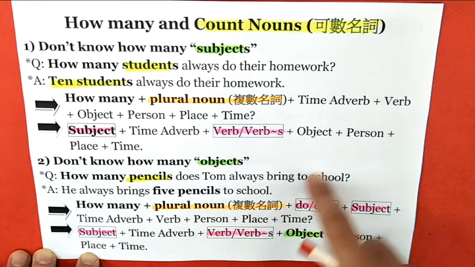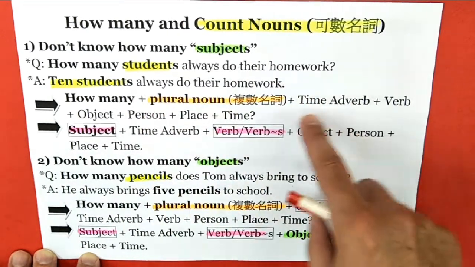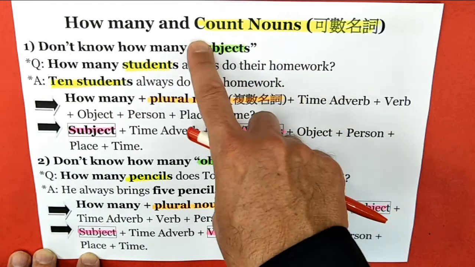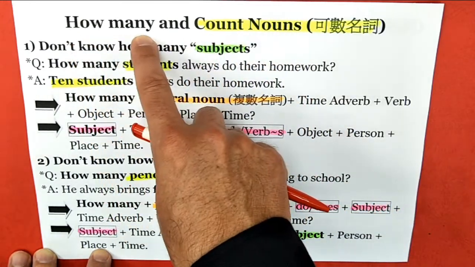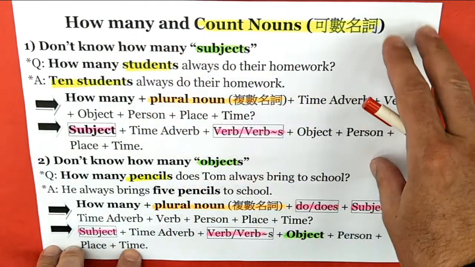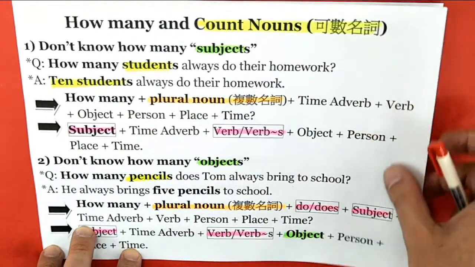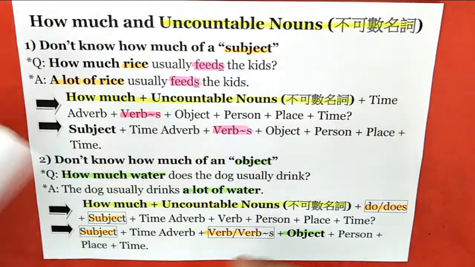You see? Very easy. These are called count nouns. We can count them. If we can count them, we use how many. Okay? That's very easy. Now, look at this.